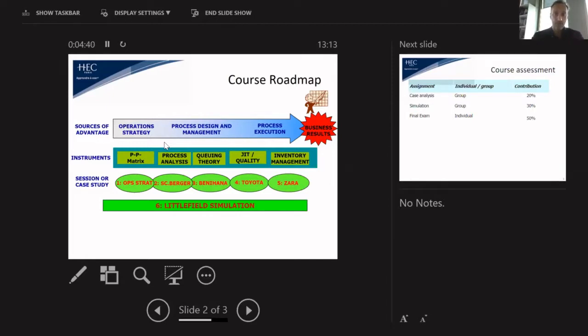tools for that purpose. Finally, in the last part of the day, we will try to bring everything together, and we'll play a very exciting and challenging simulation called the Littlefield simulation, where you can apply all the concepts, theories, and models that you have learned throughout the course and test your knowledge of operations. So how does it work?